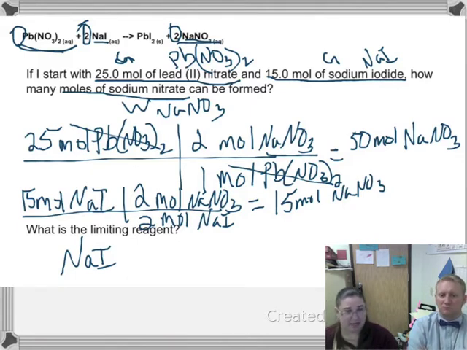And we're not even making you find how much was in excess. So high five. Yeah, that's literally it. You're going to do moles to moles twice, and whichever one makes less is your limiting reaction. That's it. It ran out.